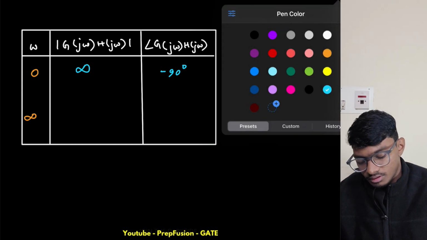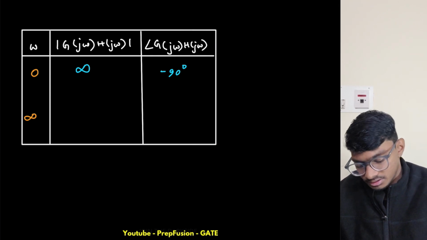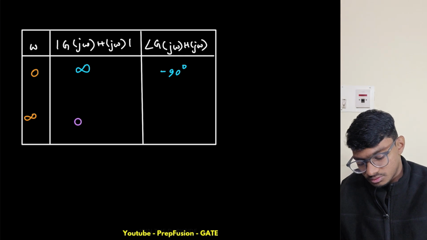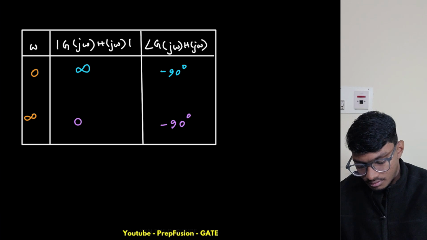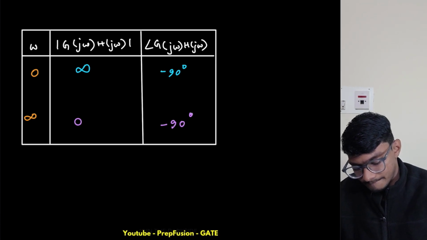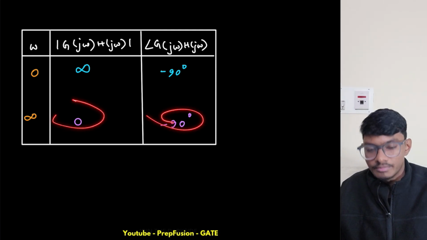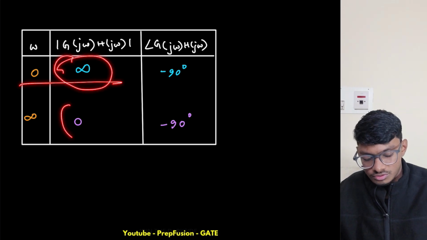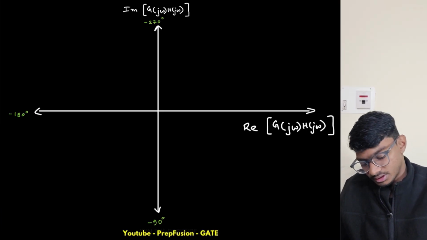And what is the value of magnitude at omega equals infinity? At omega equals infinity I get 0, right? And what is the angle? It is minus 90. So it will always remain minus 90, and the magnitude will be 0. So it is going from infinity to 0 on the same axis, minus 90, right? So the plot will look something like this. We already know this one.